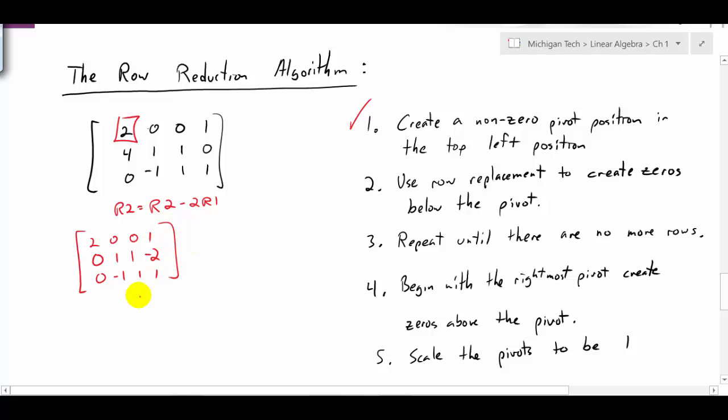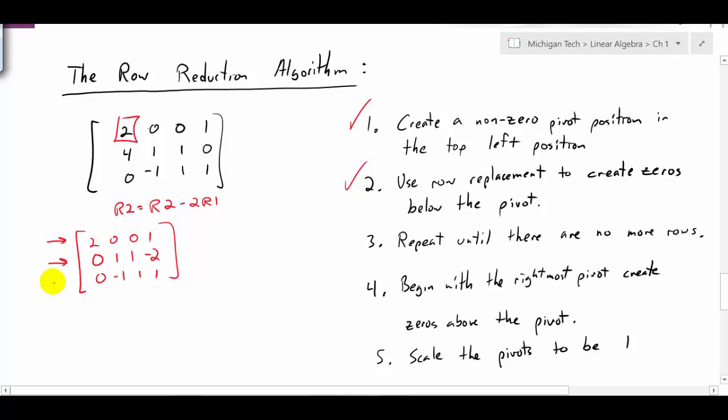And so using row replacement, I have created zeros below that first pivot. Now the next one just says repeat. So I've basically taken care of that first column, and now I'm going to look down. I use this first row. I've created a pivot, and I've created zeros below it.